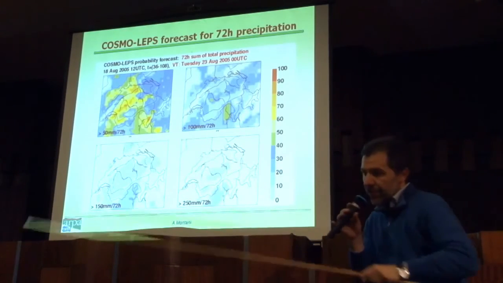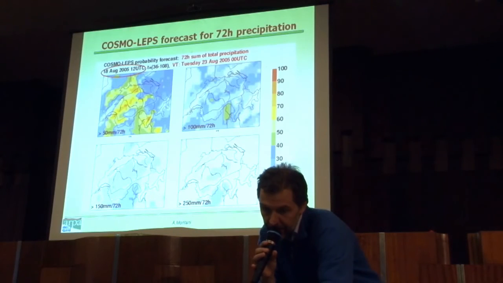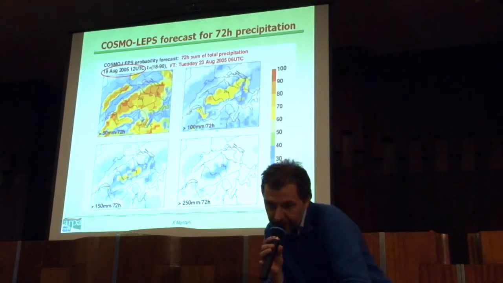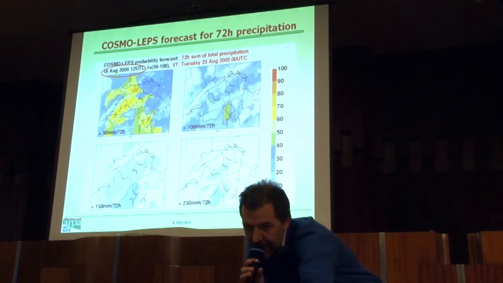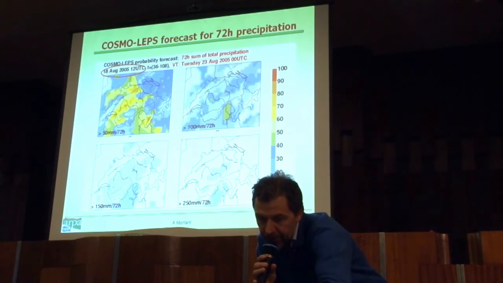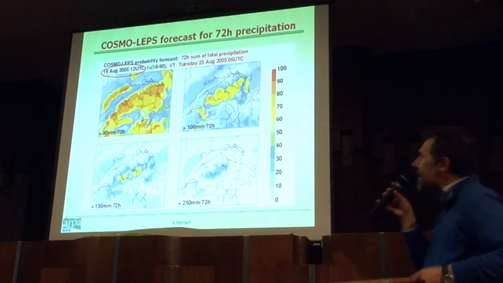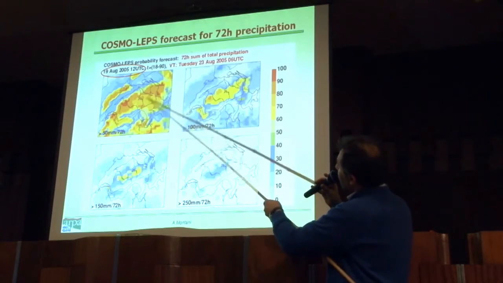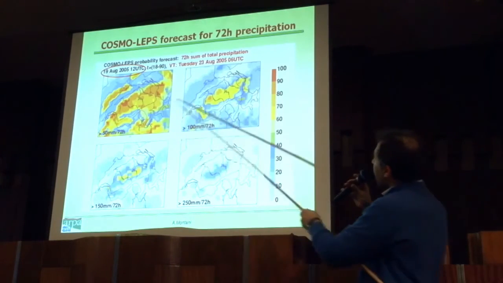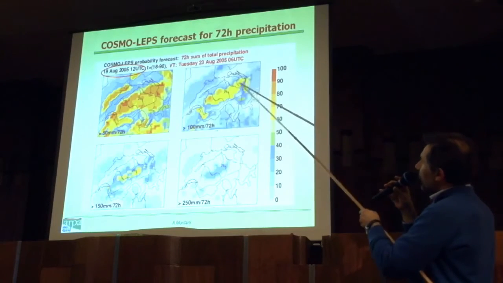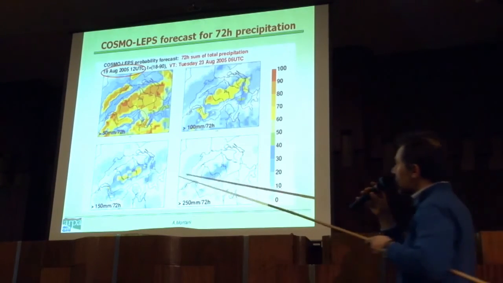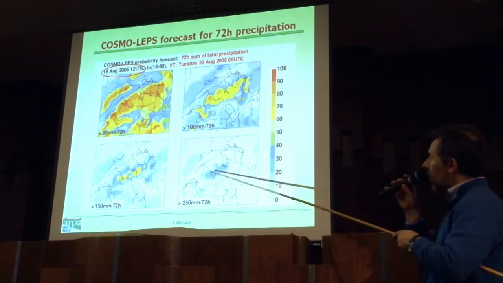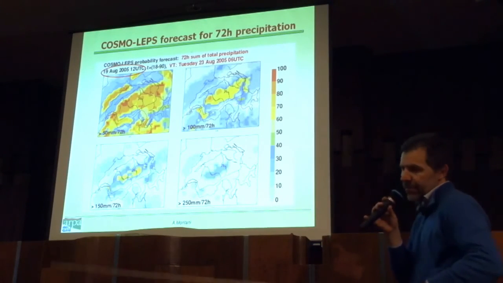It is interesting to compare this to the following day. This is the run starting on the 18th of August. This is the run starting 1 day later, the 19th of August, in which the signal is much clearer now. You can see higher probabilities almost all over the central part of the country for the 50, for the remainder 150 and 250 millimeters, with some probabilities about 40% of precipitation exceeding 250 millimeters.